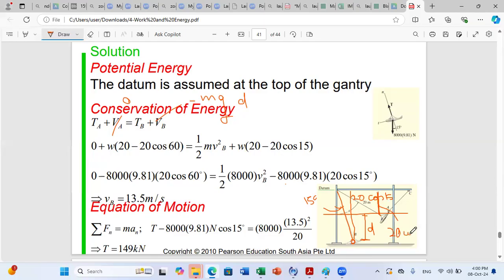So it's exactly the same result, because if you replace d, it's minus mg times 20 cosine 15 minus 20 cosine 60, and you will be back to the same result. I got it wrong because I did not do minus 20 cosine 60. Yes, you should, because you need only the distance from the datum, this one. And you put minus before it because it's below the datum.